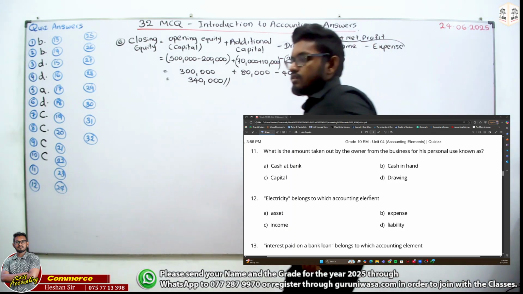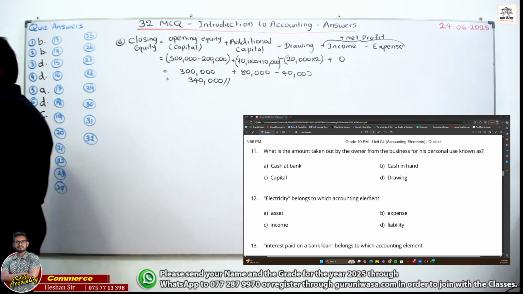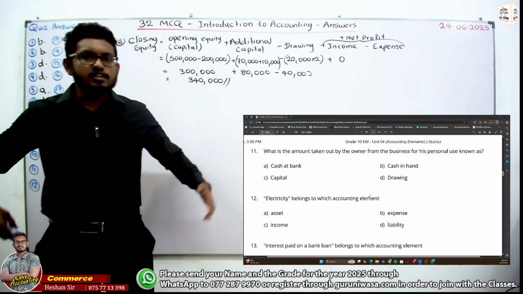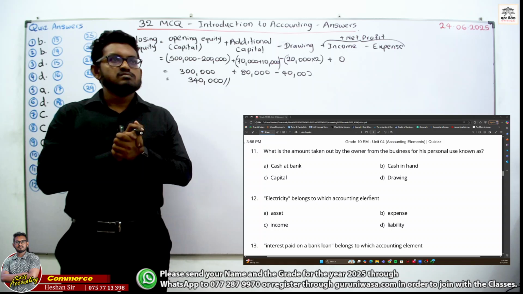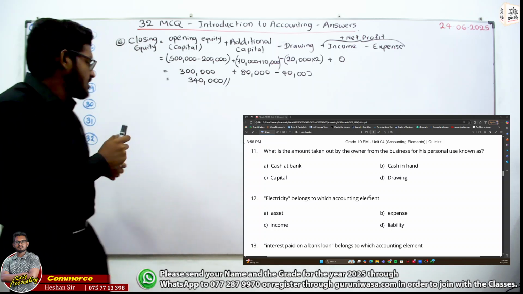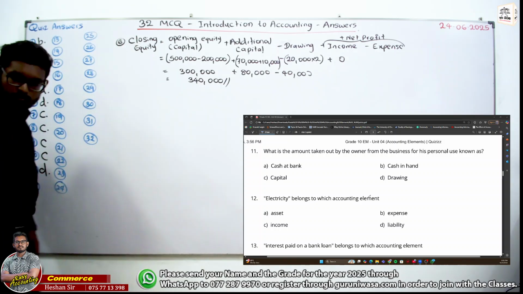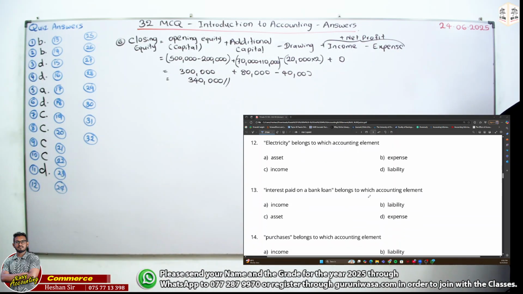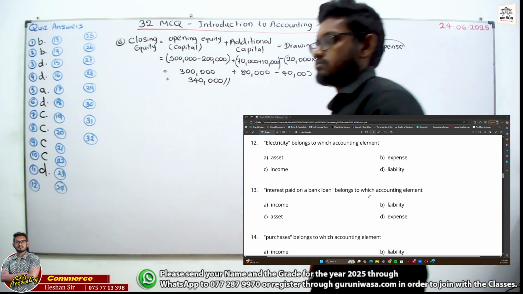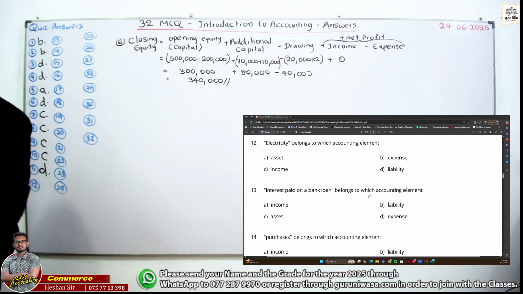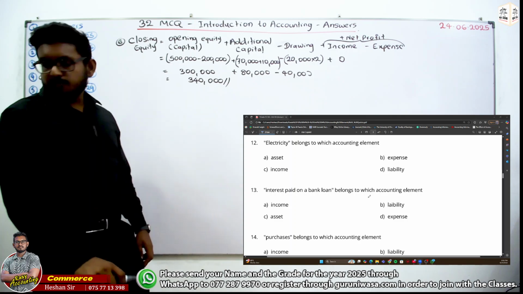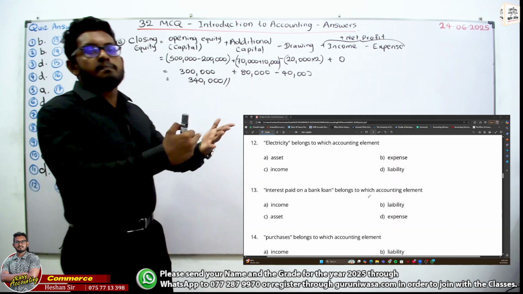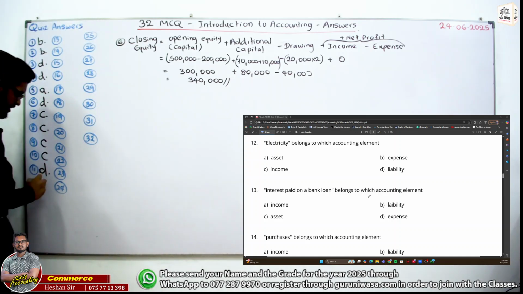What is the amount taken out by the owner from the business for his personal use known as? Can anyone tell me the answer? I want the answers. Unmute and tell me. Drawings. Drawings, very good. The answer is D. Electricity belongs to which accounting element? Any answer? Expense, because it is because of the daily business operation, it is a payment, so it is an expense. B.